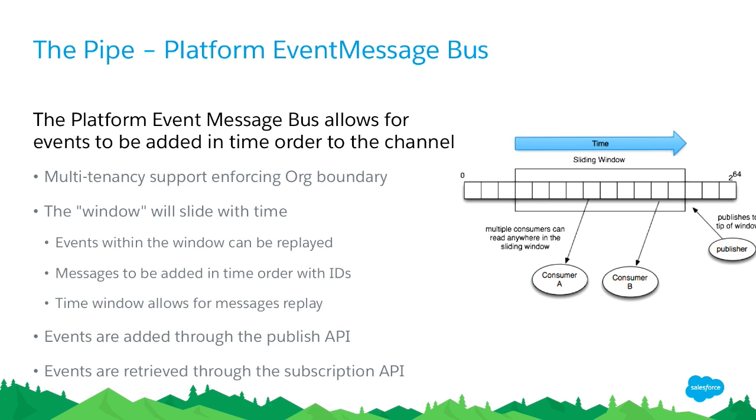So that's the event. But what we've got to do with the event is put it onto a pipe: the event message bus. The way we've built the message bus is essentially a time-ordered window. When you create a new event, it goes onto the tip. As more events come in and time moves on, it moves slowly through the queue until eventually it falls off the back end and is removed. So that's a sliding time window.